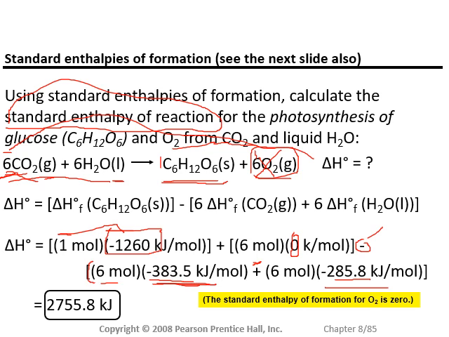And so you don't have to do it the way they have it here. If you want, you can just write minus 6 times minus 383, and then minus 6 times minus 285 anyway. And then just go ahead on your calculator and do all of these multiplications and then additions and subtractions, and you should end up with 2755. So the formation reaction here has a delta H overall of 2,755.8 kilojoules, and that's to produce 1 mole of glucose. Next slide.